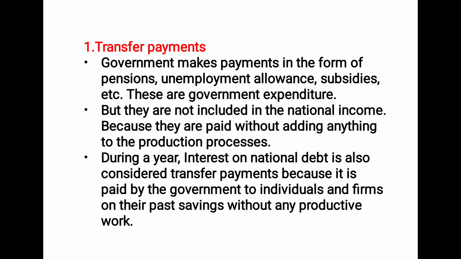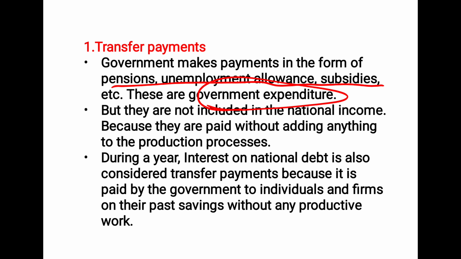First one is transfer payment. So the first side heading was transfer payment. What do you mean by transfer payment? We said transfer payment is nothing but the expenditure that the government is going to incur. But government is not going to get any payment, they are going to do only expenditure. So you can see government makes a payment in the form of pension, unemployment allowance, subsidies, etc. This is supposed to be a government expenditure. It's not an income. So it is an expenditure. This cannot be taken into consideration while we calculate the national income.